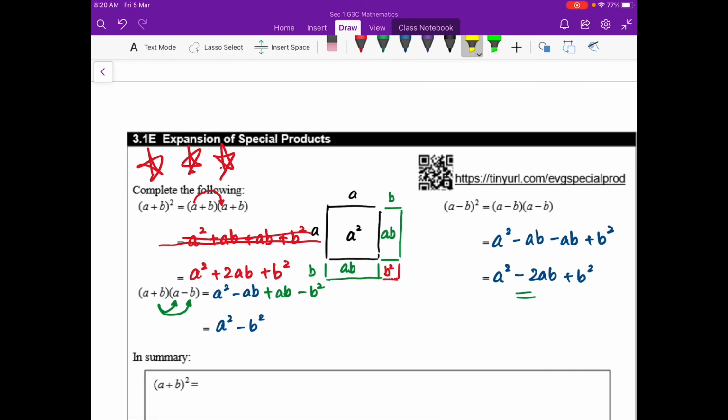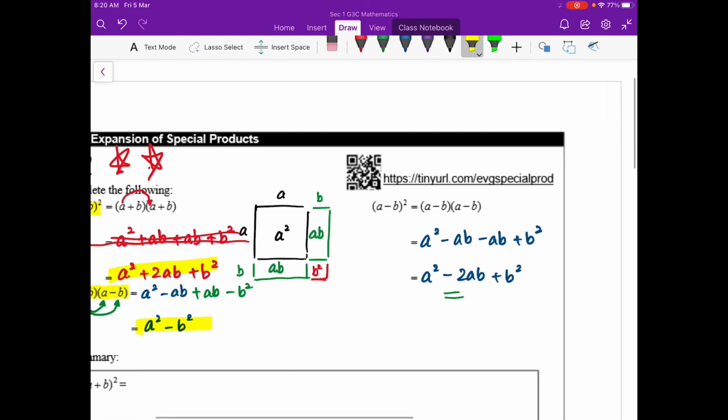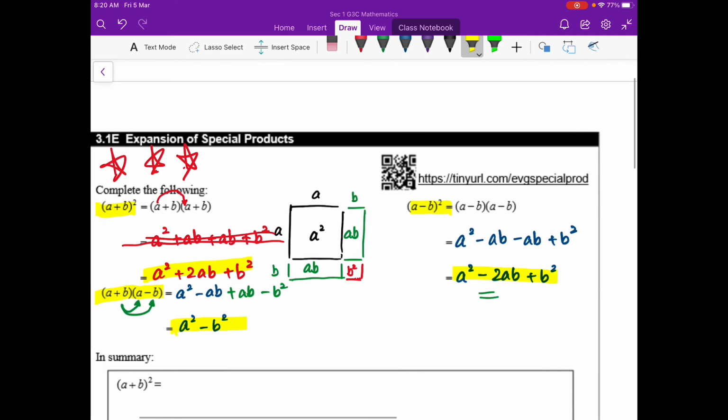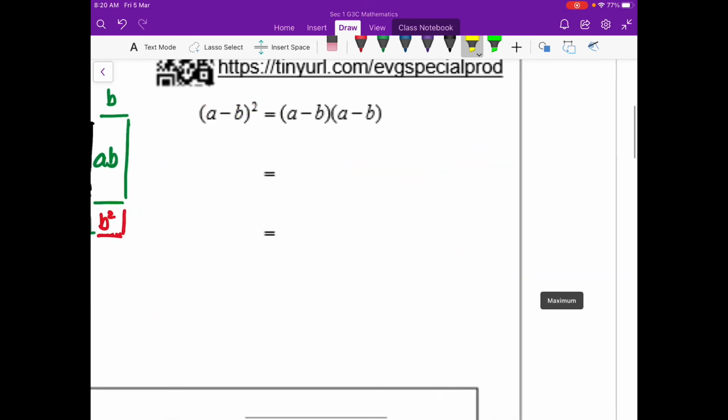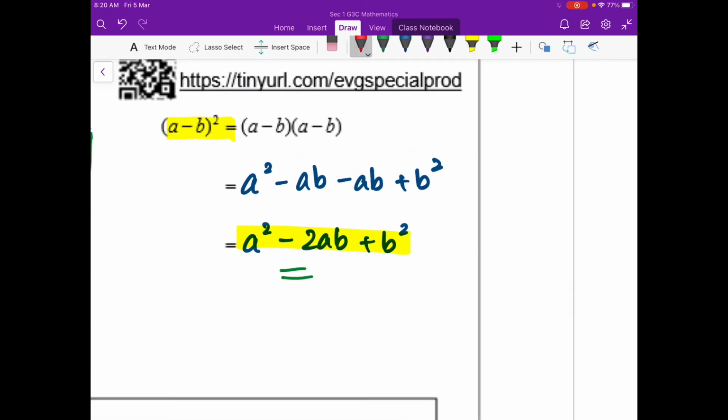So summary, you need to memorize this. Memorize this, which is the same as this. Then the next expansion over here, and the final expansion, A minus B squared, which is your A squared minus 2AB plus B squared. So then, the other common mistake, I just remembered. Another common mistake over here is that you turn this positive B squared into a negative B squared. That will be what happens if you memorize wrongly. Okay?